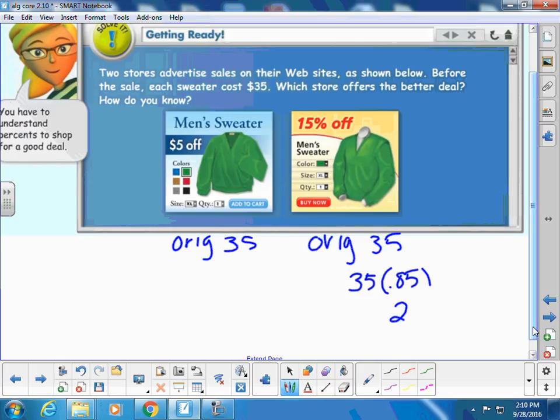So at this store, it costs $29.75 to buy a shirt. And this one says $5 off, so it's just minus 5. So this one's $30 for the shirt. So we can see that the better deal is 15% off. How do I know? Because we figured it out. One's $30 and one's $29.75.